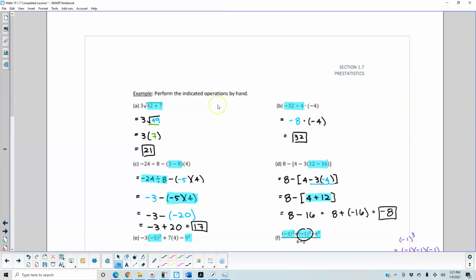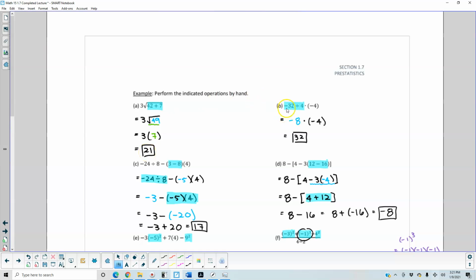Let's take a look at some examples of order of operations. So here we have 3 times the square root of 42 plus 7. So the first thing we want to do is what's underneath the radical sign. So that's a grouping symbol. 42 plus 7 is 49. So now it becomes 3 times the square root of 49. Now this is still a grouping symbol, so we need to find out what do you have to square to get 49? Well, the answer is 7. So now 3 times 7 gives you 21.